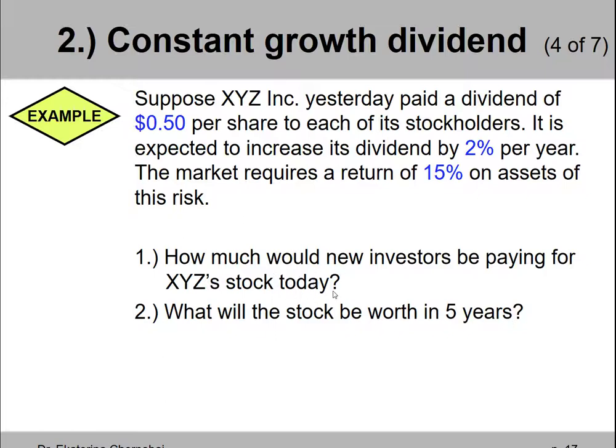So you need to find P0 and P5. Price in year 0 and price in year 5, right? So a 50 cent per share dividend has just been paid, and it will be growing by 2% every year indefinitely, right? It doesn't specify when that growth would end, so you should assume it will never end. That's how you know it's a perpetuity, and it's a growing perpetuity.